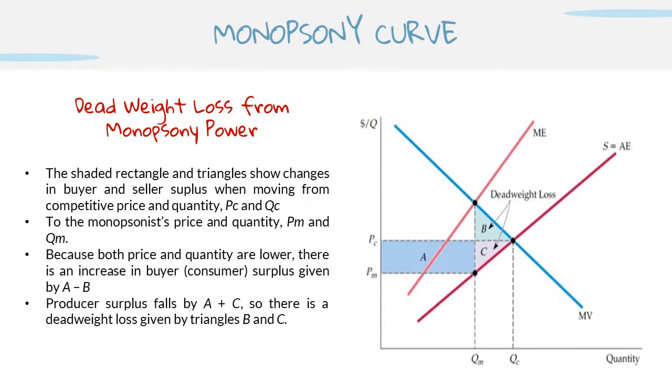The deadweight loss from monopsony power. The shaded rectangle and triangle show the change in buyer and seller surplus when moving from the competitive price and quantity PC and QC to the monopsony's price and quantity PM and QM. Because both price and quantity are lower, there is an increase in buyer or consumer surplus given by A minus B. Producer surplus falls by A plus C, so there is a deadweight loss given by triangles B and C.